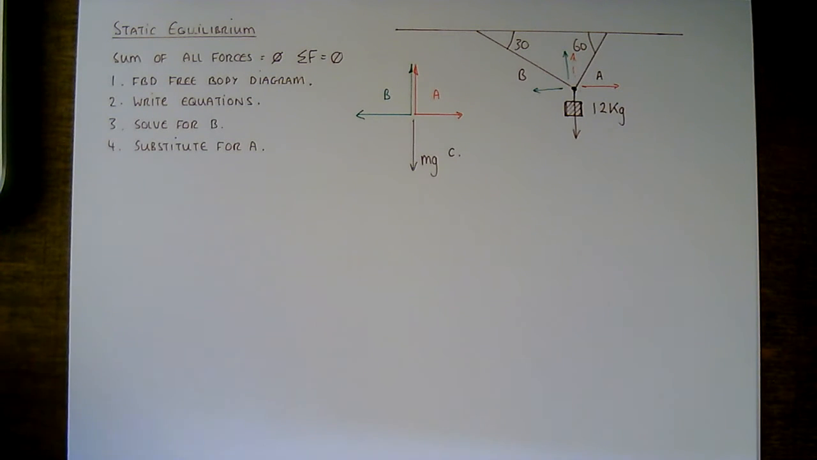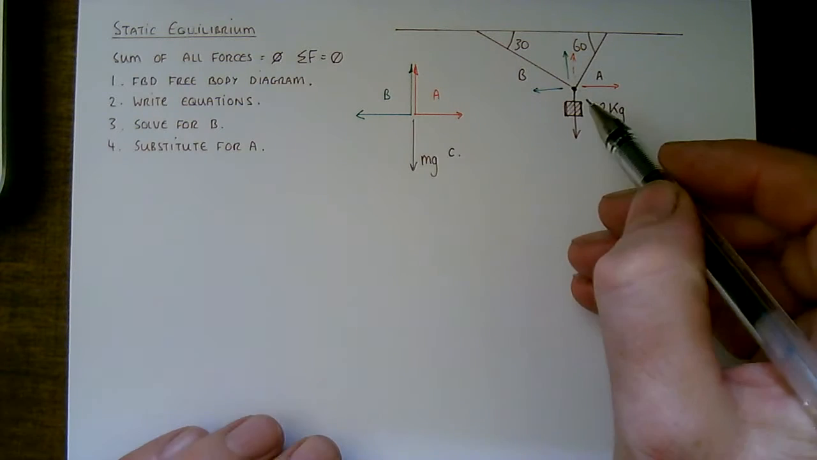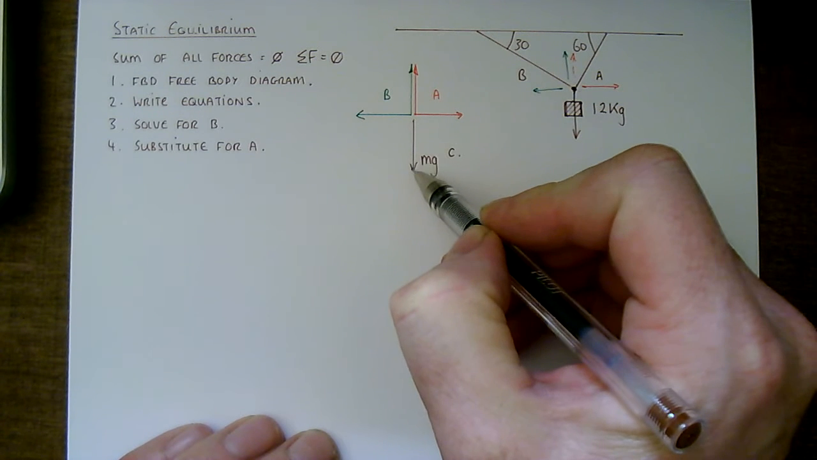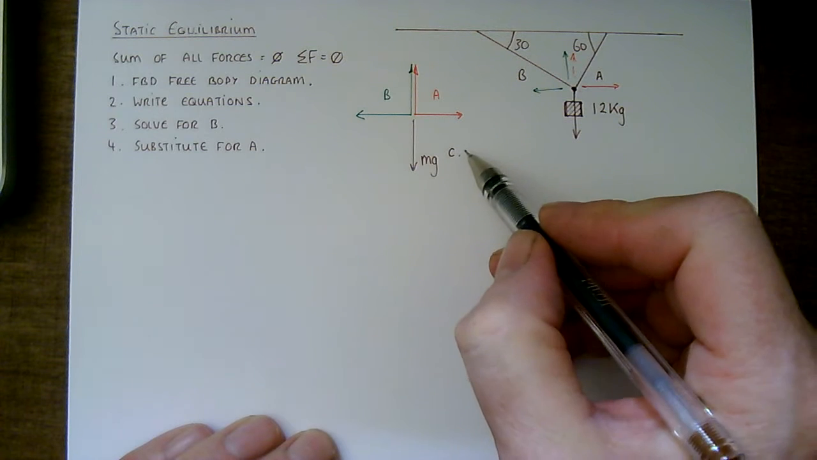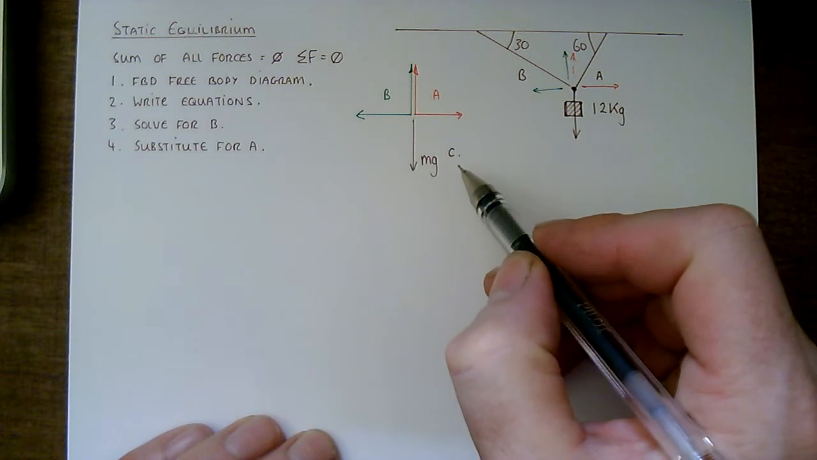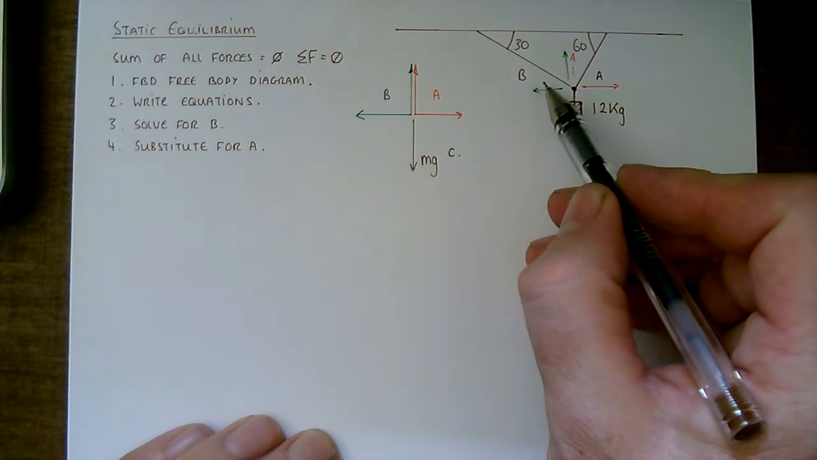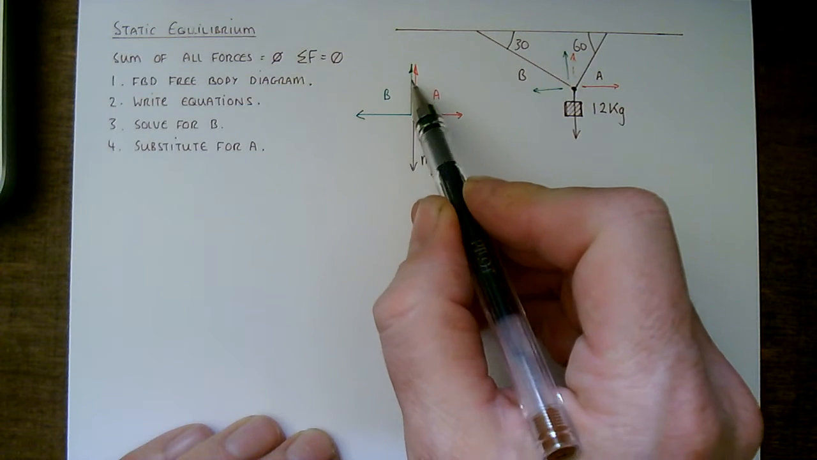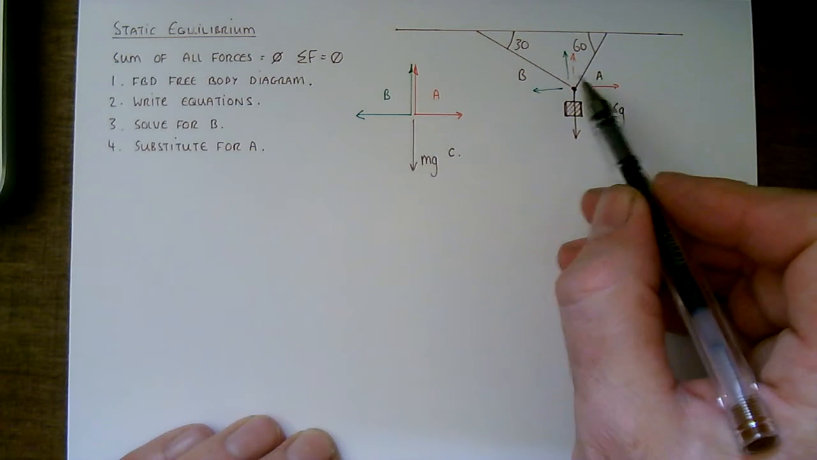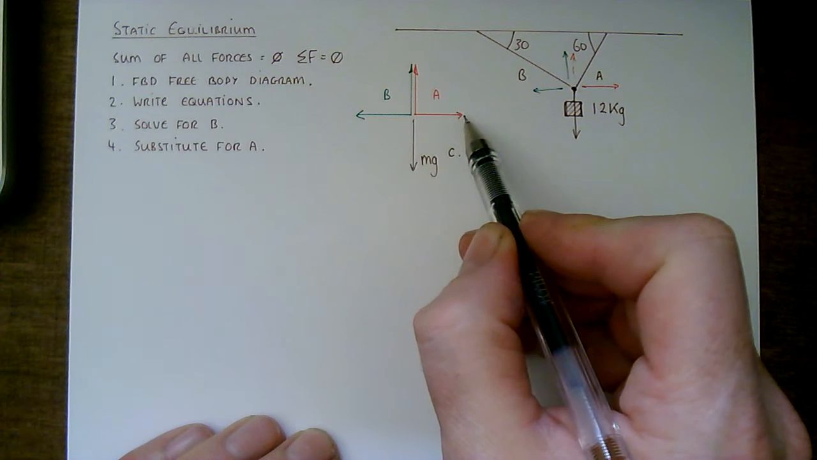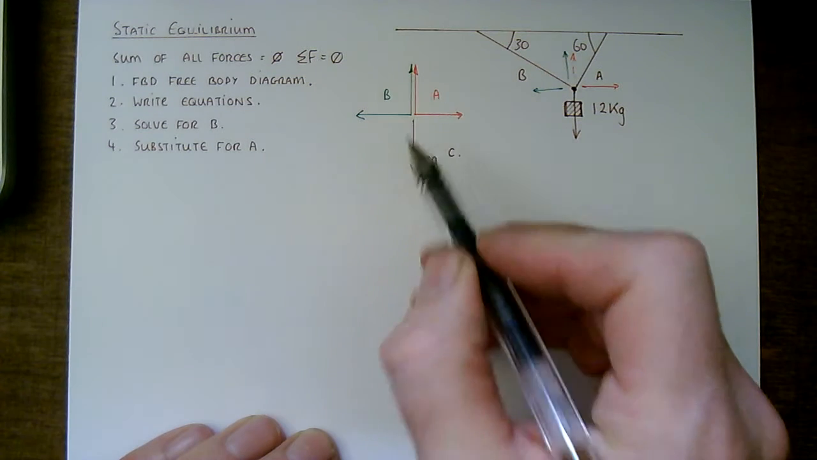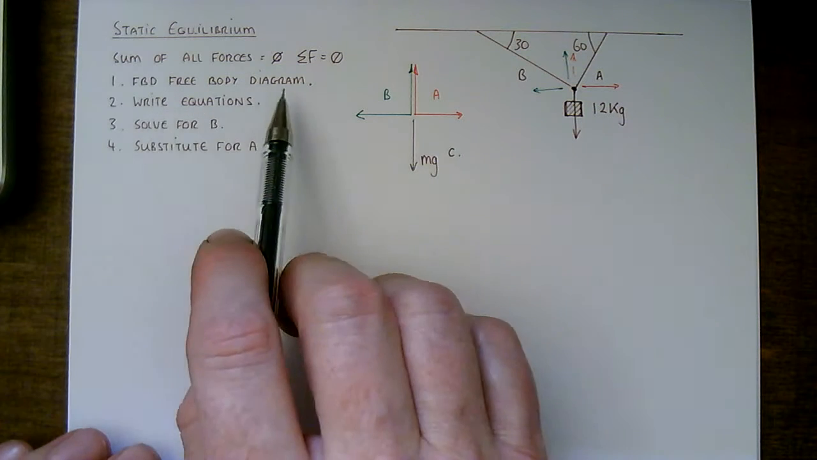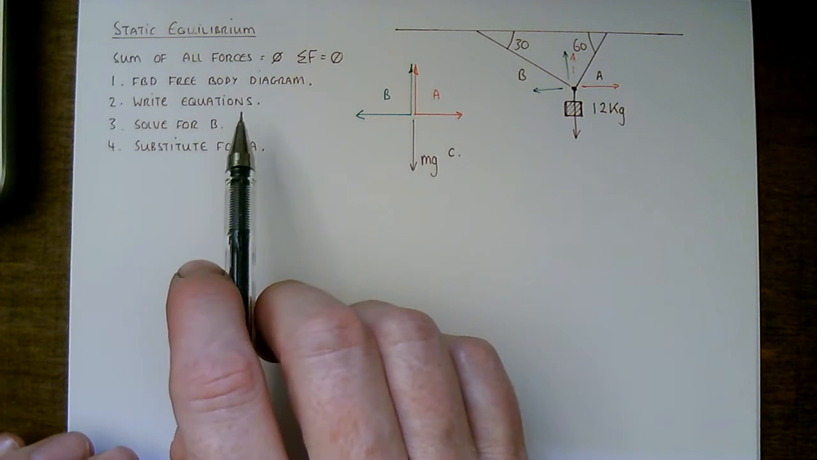So I've redrawn the diagram for us, and let's just go through this. So now we've got a point in the middle. The mass due to gravity is the force downwards. I'm going to call that section C. There's cable B, which is a combination of a horizontal and a vertical. And then we've got A, which is a combination of a horizontal in the other direction and a vertical. So now we can resolve these forces. So free body diagram's done. Let's write out the equations.